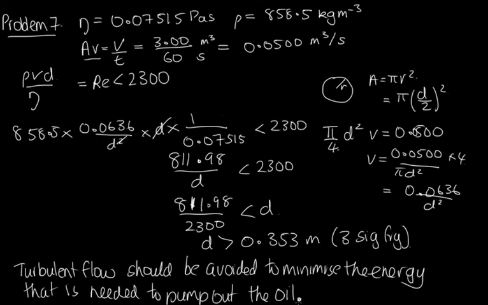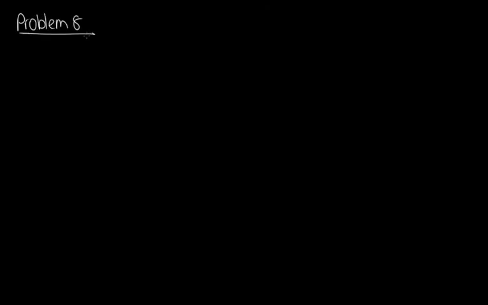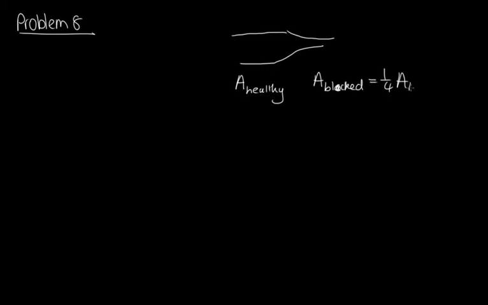Okay, so that's that one. Problem 8. So problem 8 says a blood vessel has a blockage in it that decreases its cross-sectional area to 1/4 its initial size. So here's the initial size of the blood vessel, and it's got some blockage. So this is A healthy, and here this has got some cross-sectional area, A blocked. And this is equal to 1/4 the healthy one.